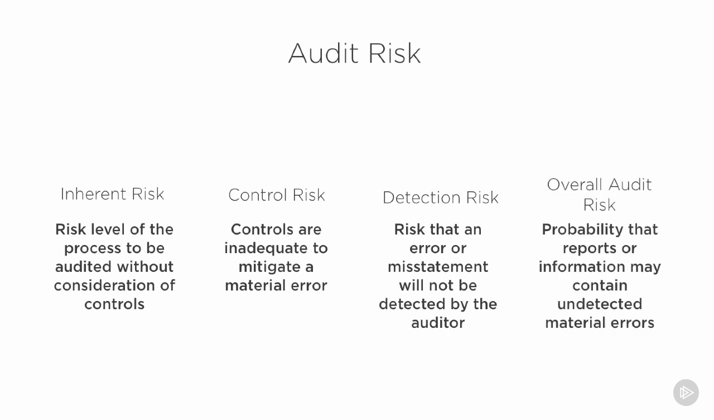And finally, the overall audit risk, which is a combination of all of the risks we've looked at, is that examination. What is the probability that the reports or information that is provided as a part of this audit, whether in gathering the evidence, analyzing the evidence, or in reporting to management, may contain undetected errors of a material or significant nature?